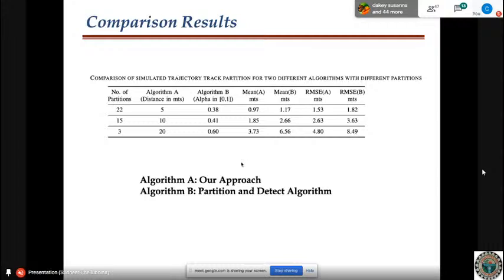Two algorithms: one is mine and one is the previous MDL. My approach is the A, B partition and detect algorithm, and it has some mean square error, root mean square error. Based on that, I feel I am performing well, because 0.97 is better than 1.17, and 1.85 is better than 2.66, right? So that is how I say it is beneficial.